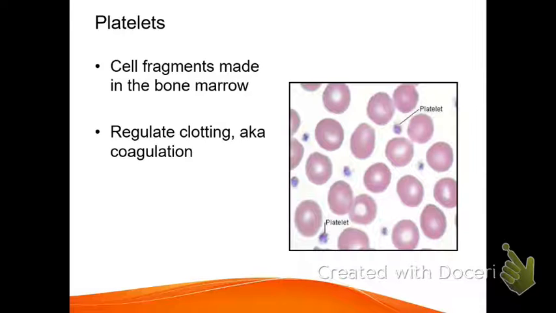Next, we'll look at your platelets. So, these guys are, like I said, they're very, very small. You can see them in the diagram. They are smaller than a red blood cell even. They're not really cells. They are parts of cells. And what they do is they regulate clotting. So these platelets are what allow your blood to clot.